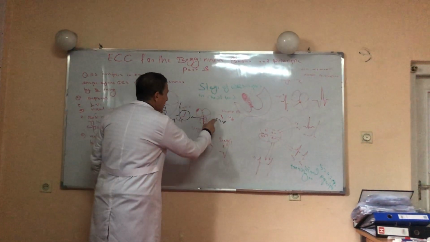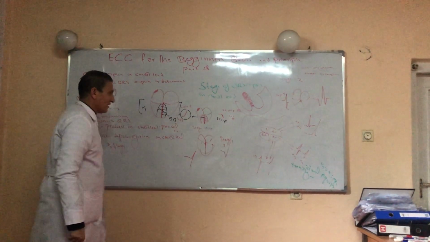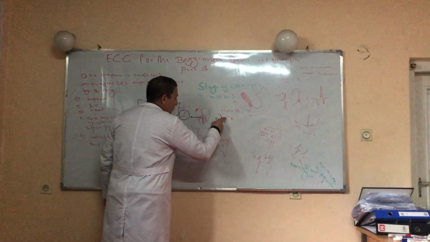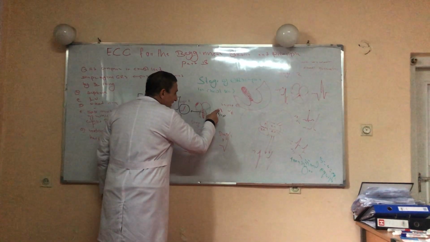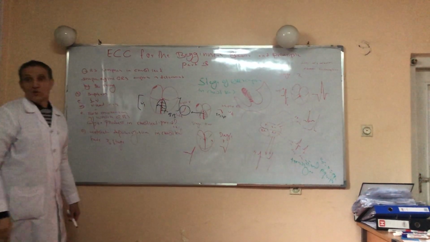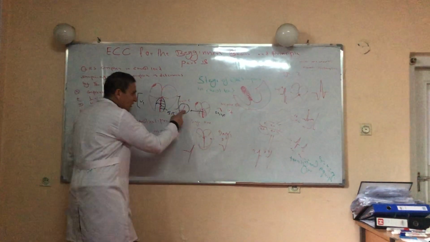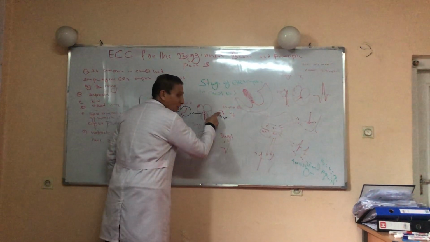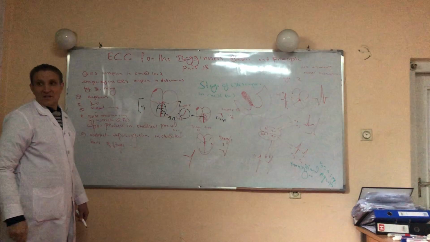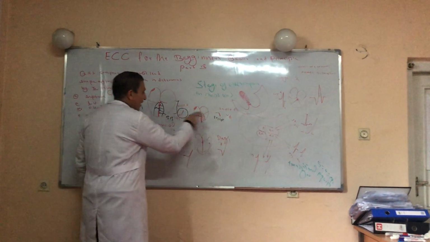In addition, at the same time, when this electrical impulse moves toward V1, it moves away from V6. Therefore, in V6 it produces a small negative wave, which is called Q wave. This is also septal, but this septal is called R septal, and this septal is called Q septal. Now, this is stage 1.